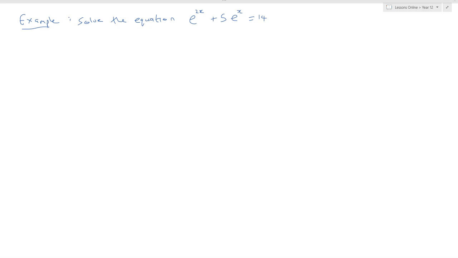Final example with this one. Solve e to the power of 2x plus 5 e to the power of x equals 14. So we write it here. e to the power of 2x plus 5 e to the power of x equals 14. This is a certain type of equation. Let's bring the 14 over to the left hand side first, and then we'll see if we can identify that. So there's e to the power of 2x plus 5 e to the power of x minus 14 is equal to 0.